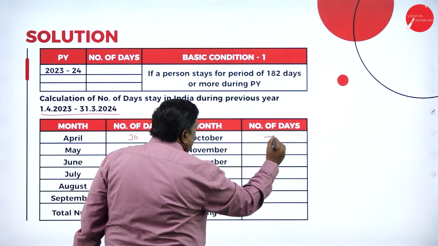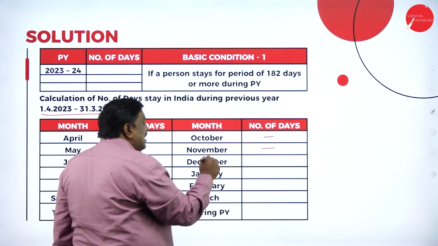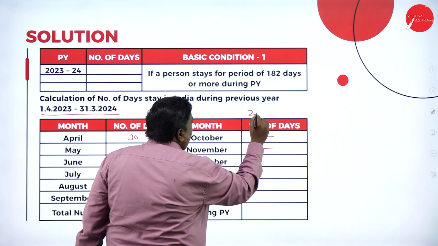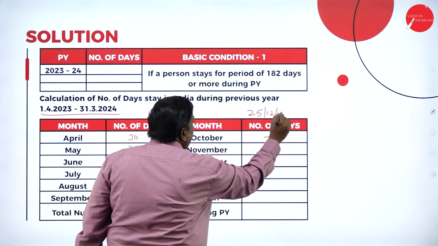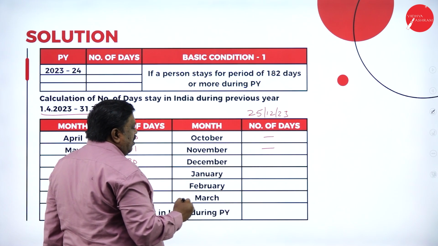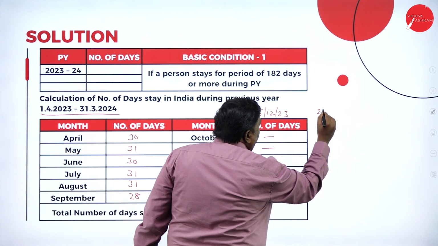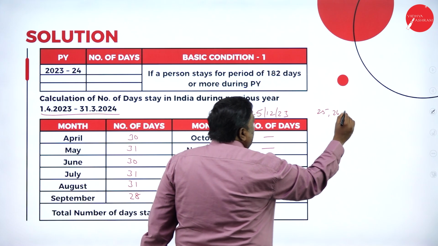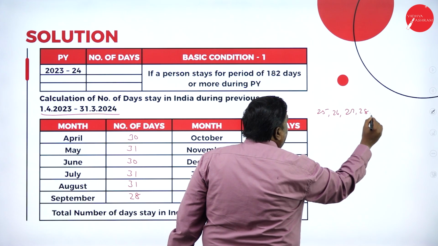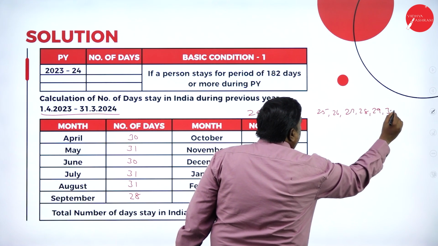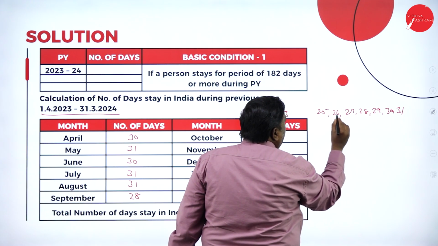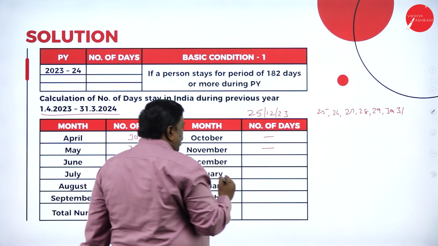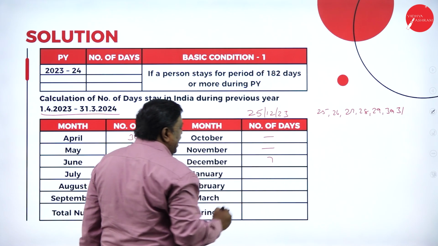October, I was not there. November, I was not there. December 25th, when I'm returning back, December 25th means 25, 26, 27, 28, 29, 30, 31. 1, 2, 3, 4, 5, 6, 7 days. So I was in India for 7 days.